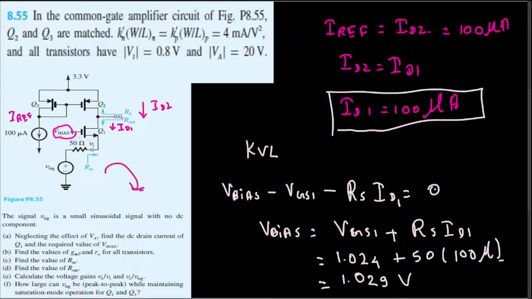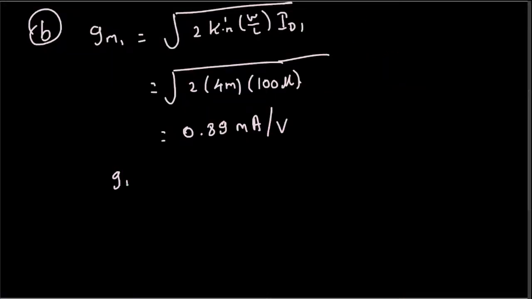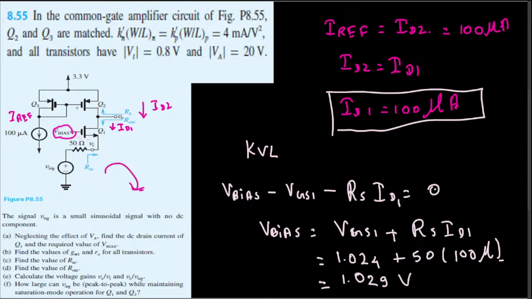This is for gm1, but in the question they are also saying find the values of gm1 and ro for all the transistors. So if you have to find gm for all transistors, then you have to calculate gm2 and then gm3 as well. For gm1 and gm2, the difference is, if you look at the circuit, Q1 is an NMOS transistor and this Q2 is a PMOS, Q3 also PMOS. So these two are PMOS transistors. This is an NMOS transistor.